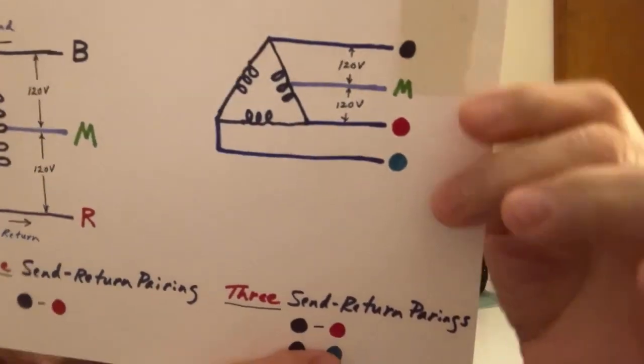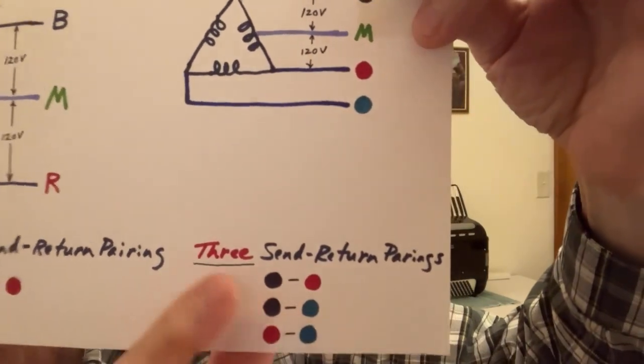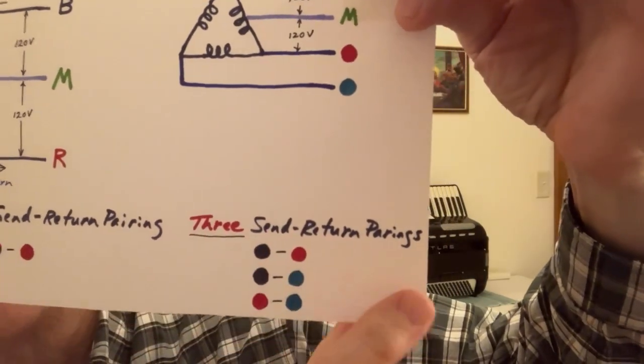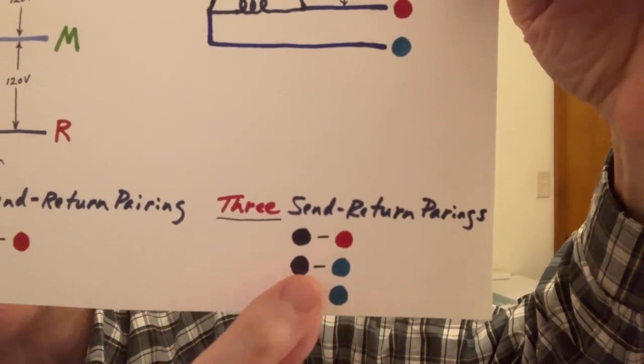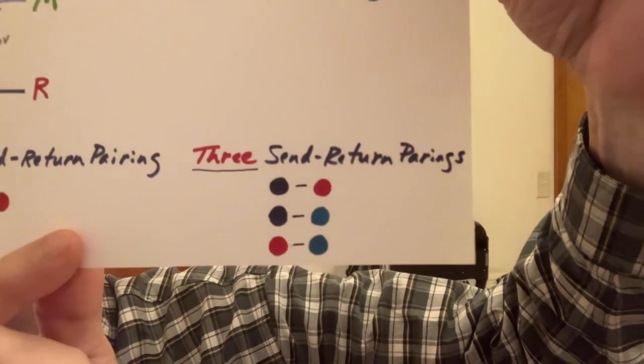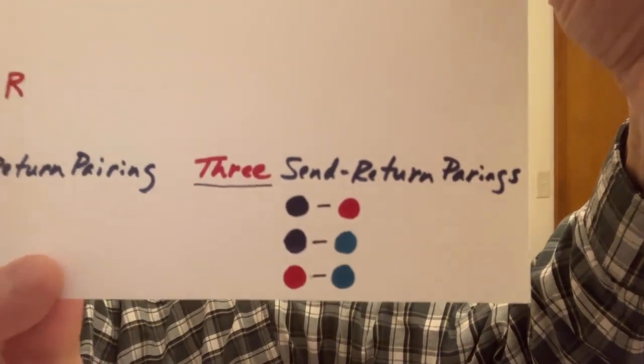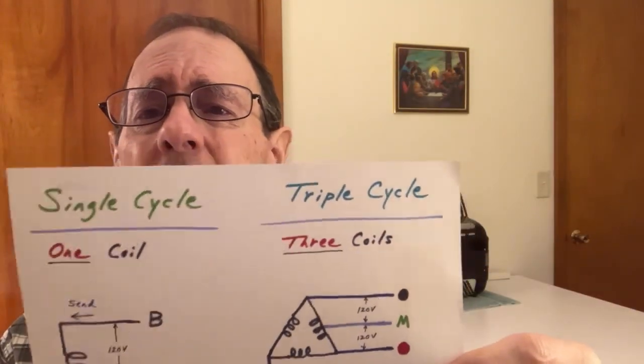But the key thing here, to understand my idea, is that you have three send-return pairings. We talked about that. Black and red, black and blue, and red and blue. I can barely see that. I hope I'm speaking correctly. Right, so you have that.